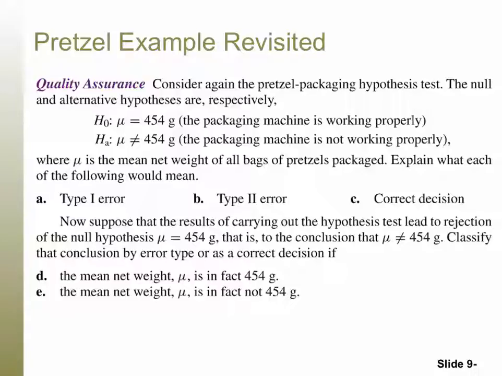So we're rejecting, okay? So we carried out the test and we rejected. The conclusion is that the mean weight of bags is not 454. So classify it as a correct decision or type 1 or type 2 error, D and E. So our conclusion was reject.